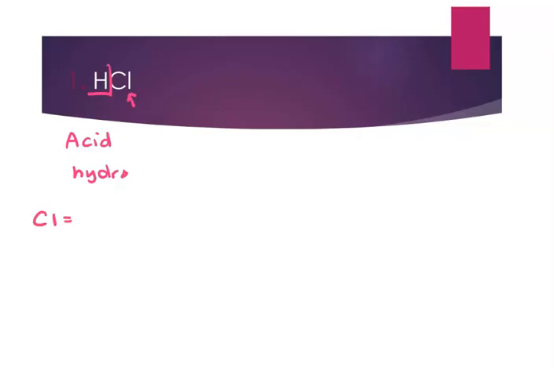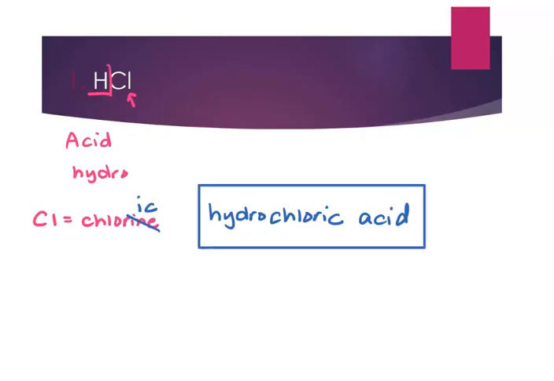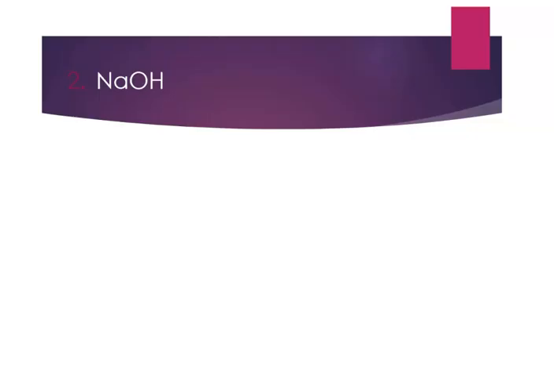Then let's look at what we have here. We have Cl, which is chlorine. So I'm going to change my INE to an IC. So this is going to become hydrochloric, and then all acids get tacked on with the word acid at the end. Huzzah! All right. Let's look at our next example here, NaOH. This does not start with H, which means that it has to end with OH.